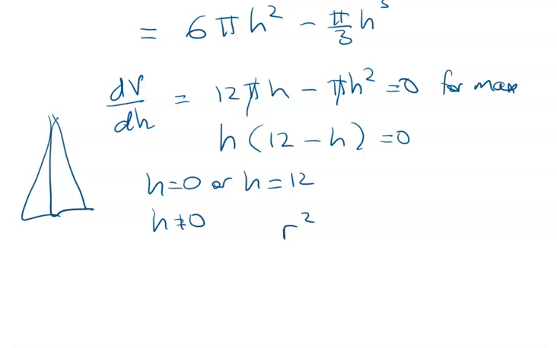Now we get R squared, substituting back in earlier, is equal to 18H minus H squared, so 18 times 12 minus 12 squared, which gives me, of course, 72, and we get the same answer.